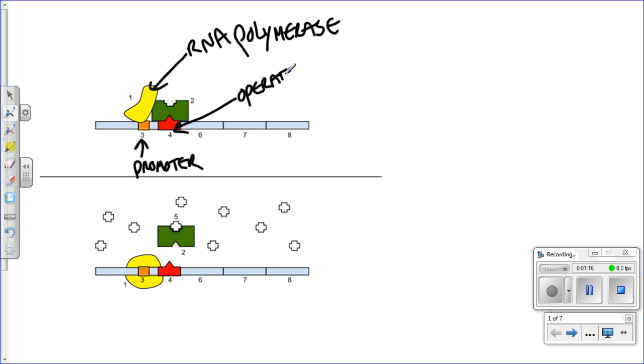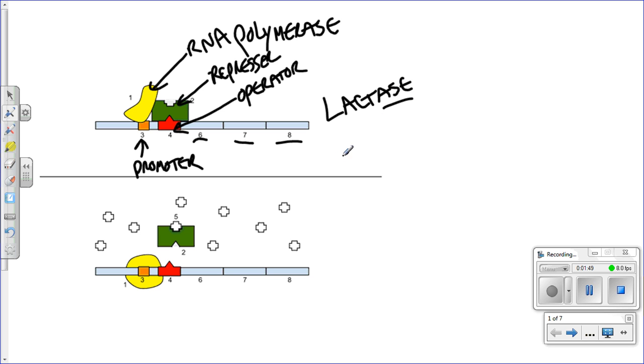I'm trying to talk and write at the same time. Doesn't work very well. So this piece right here, number two, is the repressor. The repressor attaches to the operator. You can see that right now RNA polymerase cannot move down this transcript, even though maybe 6, 7, and 8 are DNA segments that code for activating the enzyme lactase.